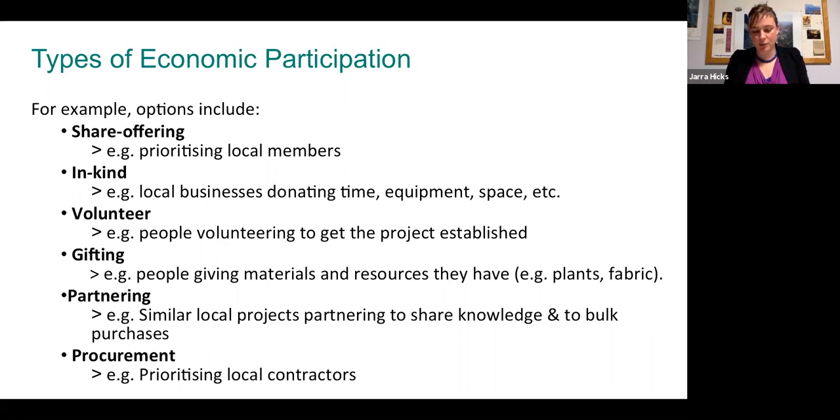Similarly, building partnerships. When you're on the ground and you're working in a way that's really engaged with the local community, you can build important partnerships with other local projects, with other local businesses. And this can lead sometimes to economies of scale, and the ability to do a bulk purchase or to benefit from sharing knowledge and resources. And then, of course, there's participation through local procurement and local jobs and using local contractors. So that's an overview of the different possible ways. And there's also other ways that I haven't referenced here, things like issuing green bonds or issuing cooperative credit units where people participate in raising finance through means other than share offering.